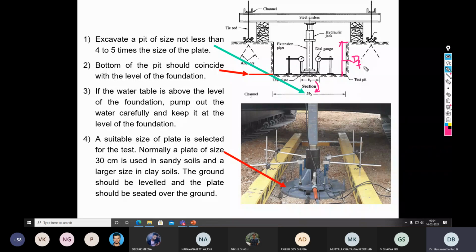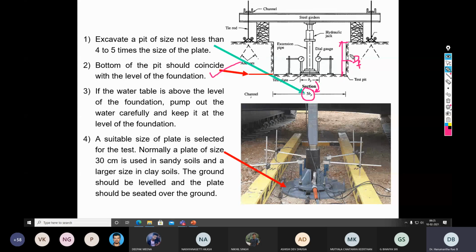And this DF you have decided based on your analytical calculations. So it could be 1 meter, 2 meter, whatever depth of foundation you have fixed. So the depth of the pit is equal to the depth of the foundation, while the width of the pit is equal to 5 times the width of the plate. For example, if the width of the plate is 30 centimeter, then the width of the pit is 150 centimeter. The bottom of the pit should coincide with the level of the foundation. There may not be a constant value for the level of the foundation. It depends upon your design.